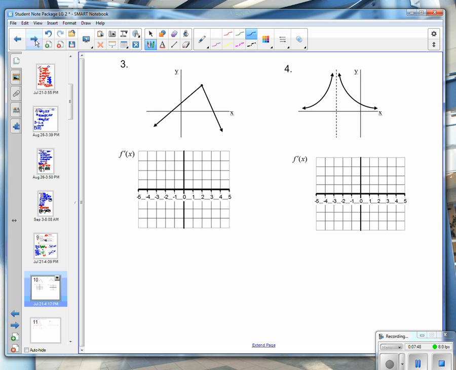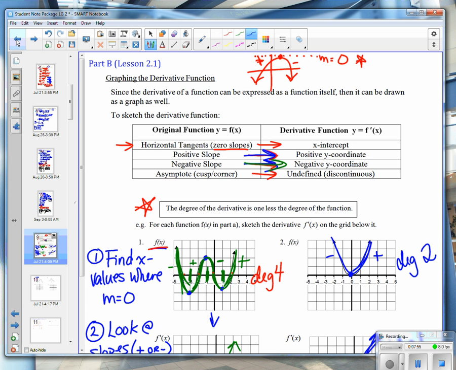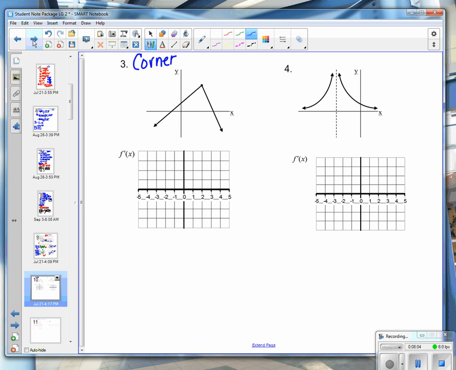So in number 3, we can literally say this is a corner. And if you take a look up at that little table back on the last page here, it says a cusp or a corner is an undefined or discontinuous point on that graph. So something is happening there. Now, remember my first step was always, okay, find a maximum or find a minimum. Well, in this case, a lot of people might think, okay, well, that must be my maximum there. But the problem with this being a maximum is because it's a corner or a cusp or anything really kind of funky that's going on there.